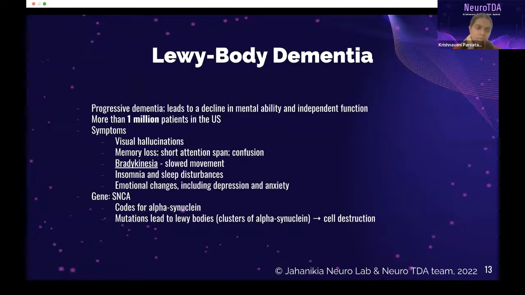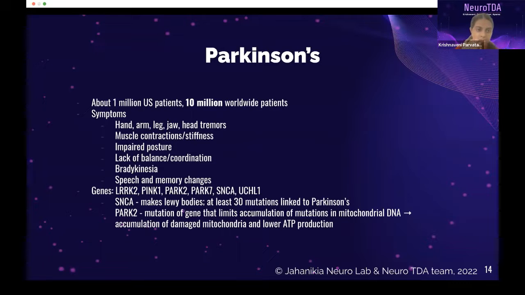The gene behind Lewy body dementia would be SNCA, which codes for alpha-synuclein. And mutations in the gene lead to the formation of Lewy bodies, which are pretty much clusters of alpha-synuclein, and that leads to cell destruction.